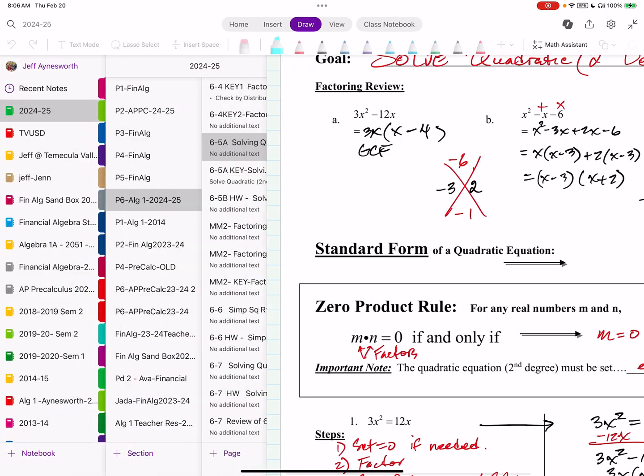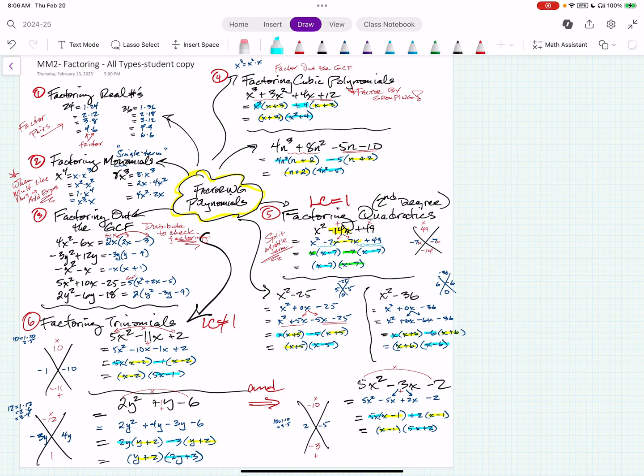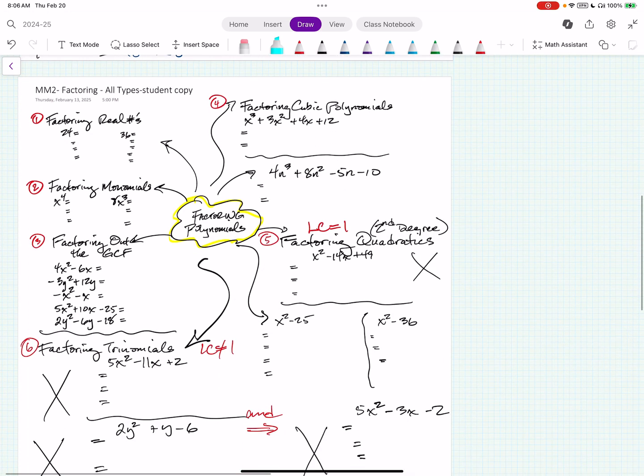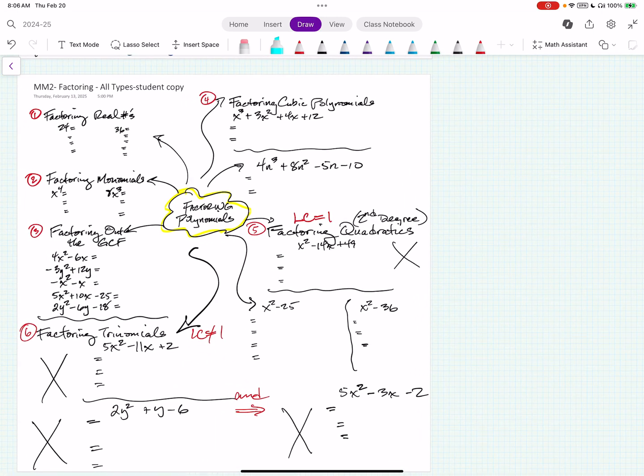Okay, so let's go back to the mind map here. There we go. So again, print off another copy like I just showed you. Do it again, but this time on your own, and then correct yourself and do your best.